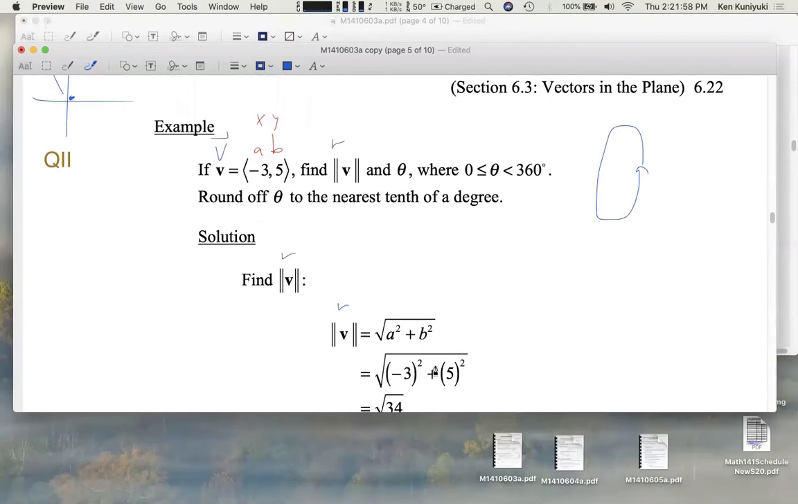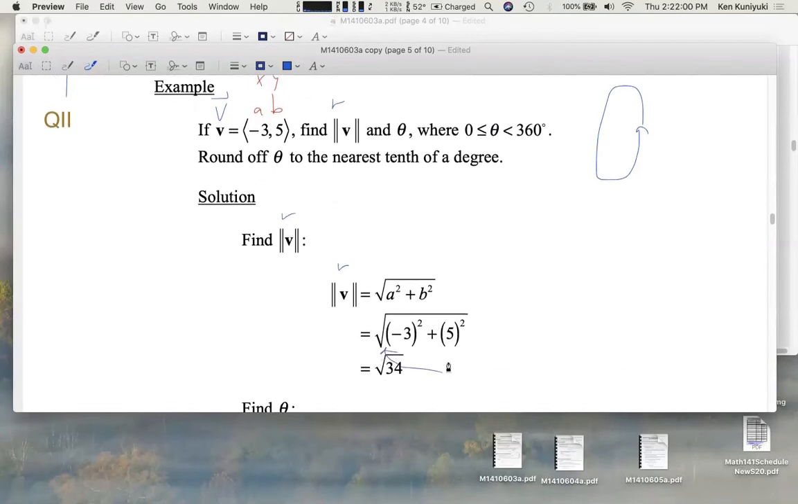Remember to put parentheses. The square of -3 is +9. All right. The square of 5 is 25. We have the square root of 34, which is simplified.